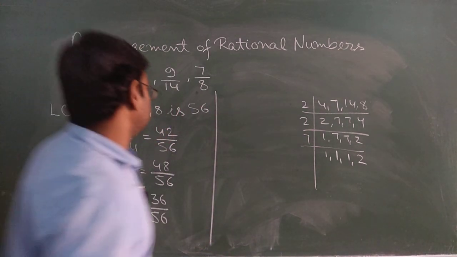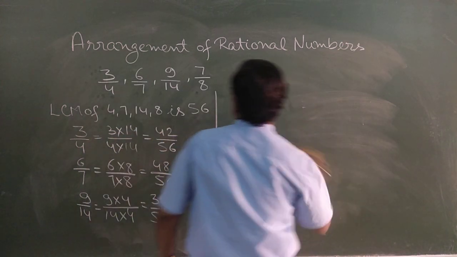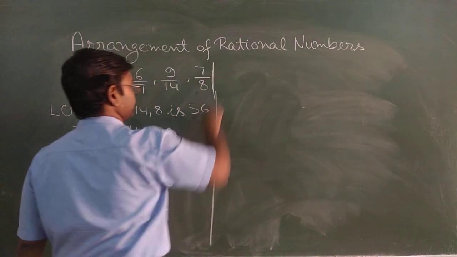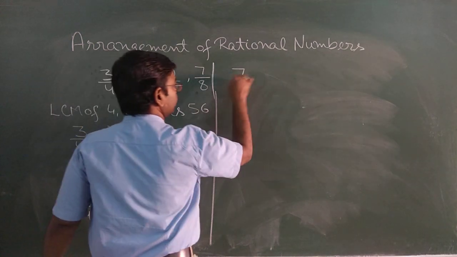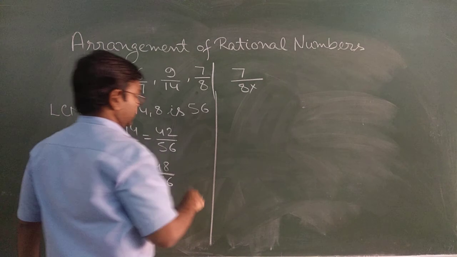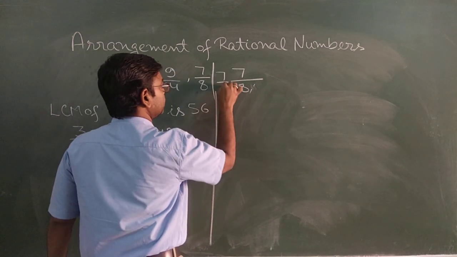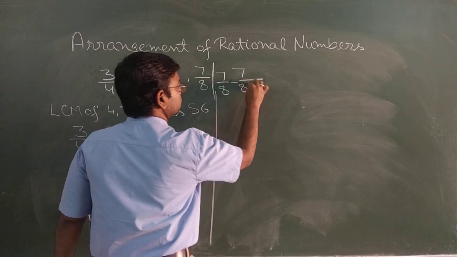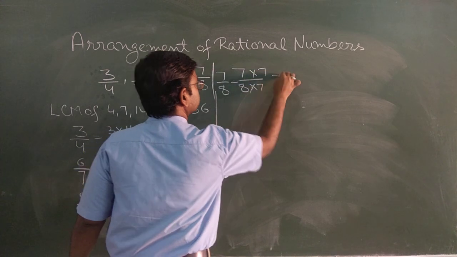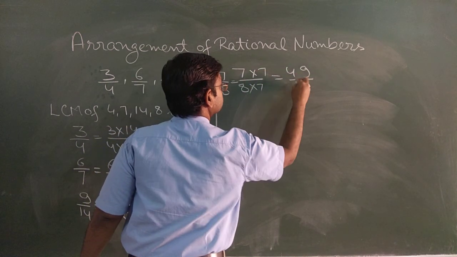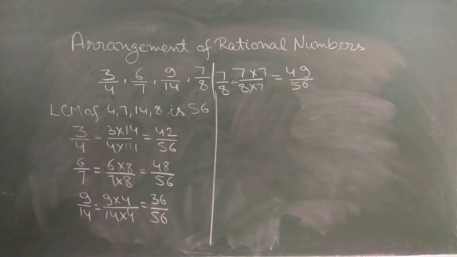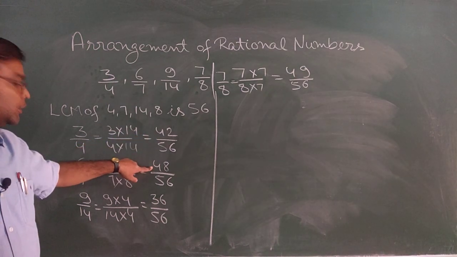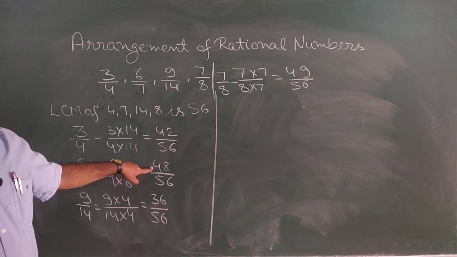Let me rub this rough work. Remaining one is your 7 upon 8. So 7 upon 8: 7 into 7, 8 into 7, it's 49 upon 56. So you can easily say that the greater the numerator, the greater is the rational number. So we can easily understand.